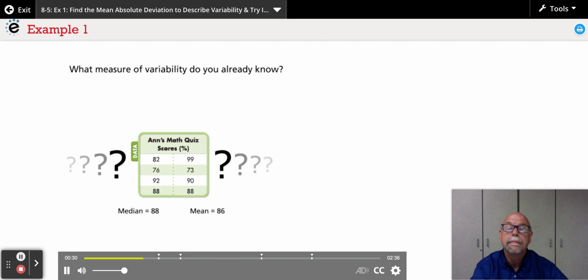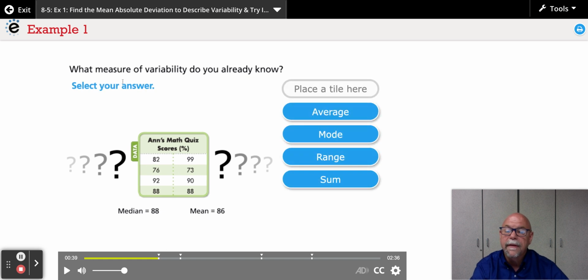What measure of variability do you already know? Variability describes the spread and clustering of data in a set. So that was important. Select your answer. Variability describes the spread and structure of data. Okay, so how much does it vary? Is it grouped very close together? Are they grouped further apart?